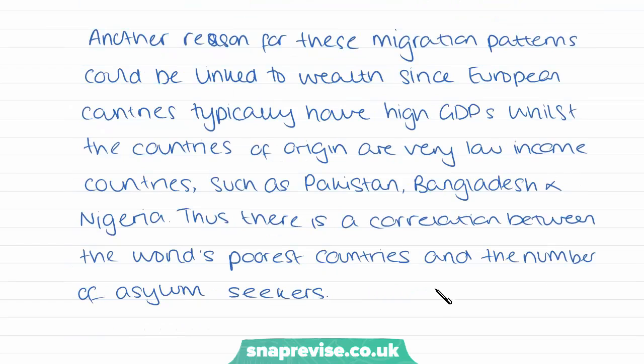I'm then continuing my analysis in the next paragraph, stating that another reason for these migration patterns could be linked to wealth, since European countries typically have high GDPs, whilst the countries of origin are very low-income countries such as Pakistan, Bangladesh and Nigeria. Thus, there is a correlation between the world's poorest countries and the number of asylum seekers.